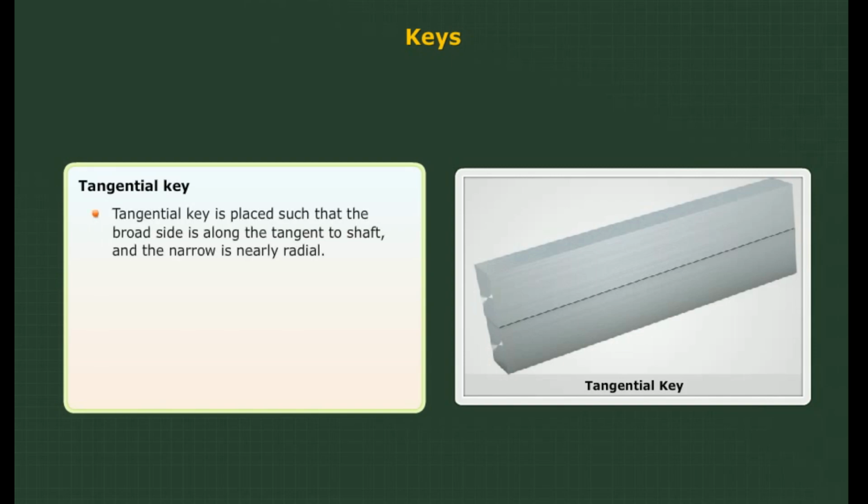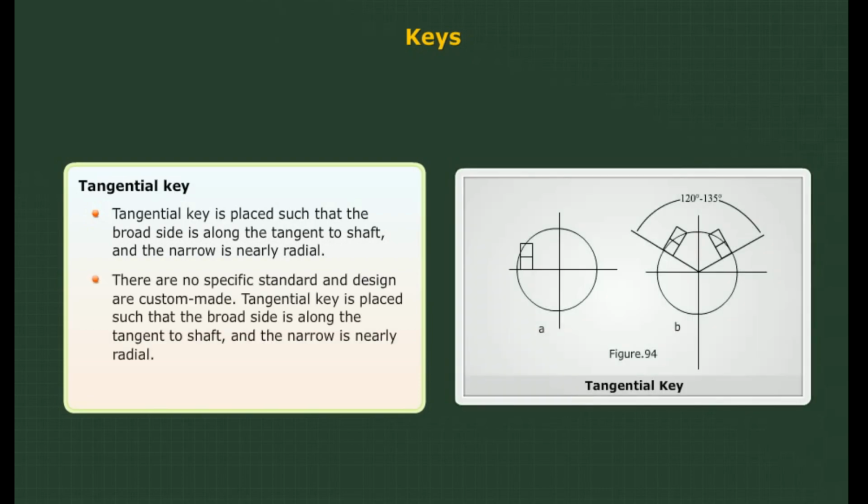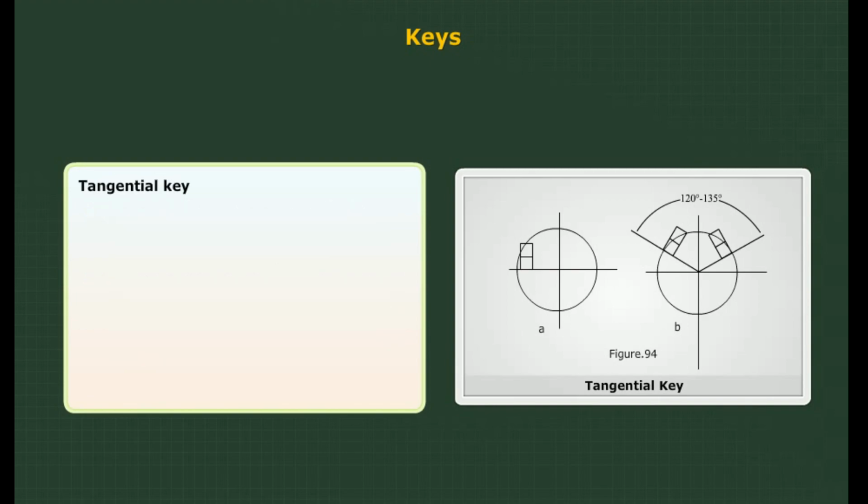Tangential key. Tangential key is placed such that the broadside is along the tangent to the shaft and the narrow is nearly radial. There are no specific standards and designs are custom made. The direction of rotation is very important for a tangential key.